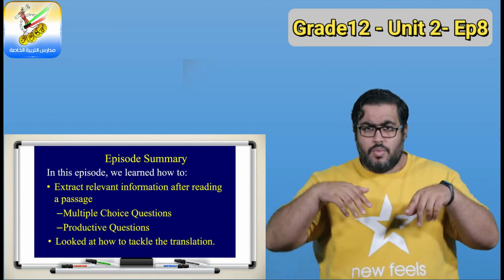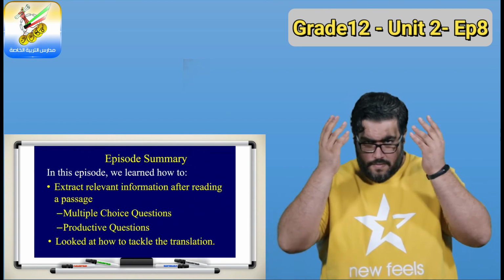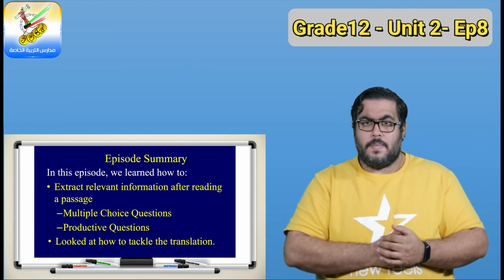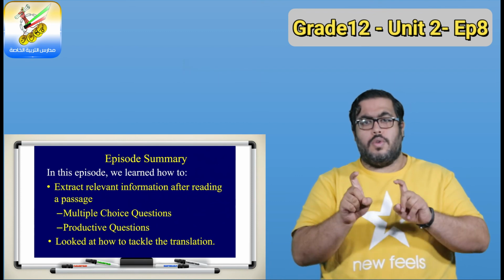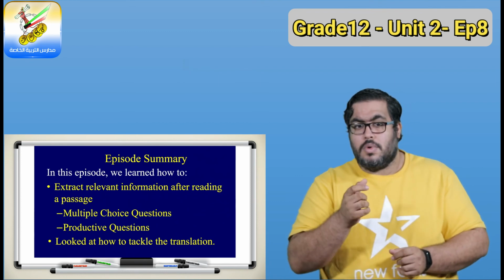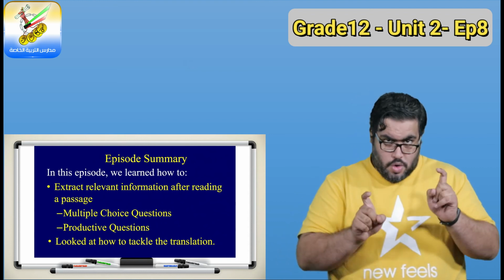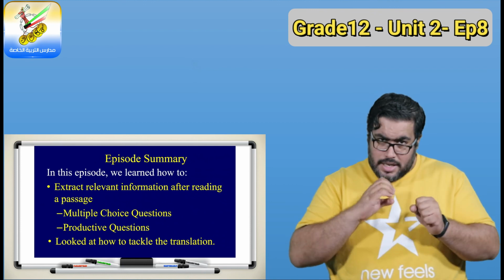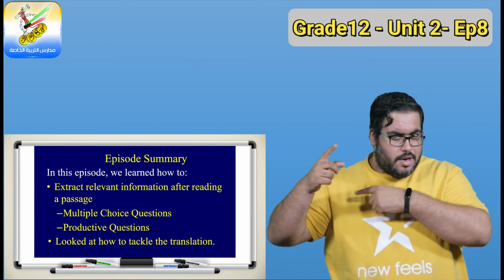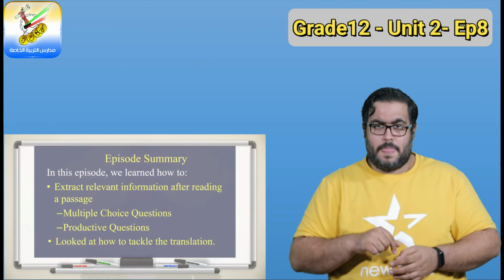In this episode, we learned how to extract relevant information after reading a passage. We had multiple choice questions and productive questions. Always remember to read the questions carefully before reading the passage. And remember to revise your answers. Then we looked at how to tackle the translation. Don't translate word by word. Understand the sentence, read it more than once. As long as you understand, you will know how to translate.